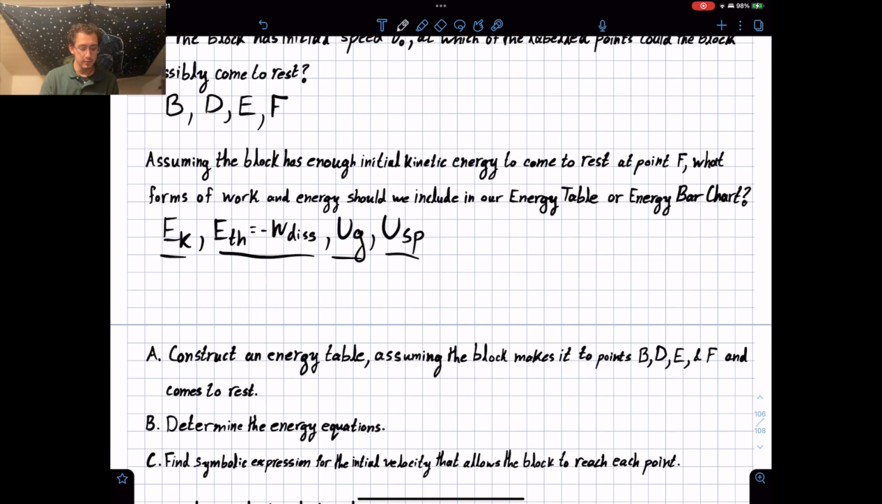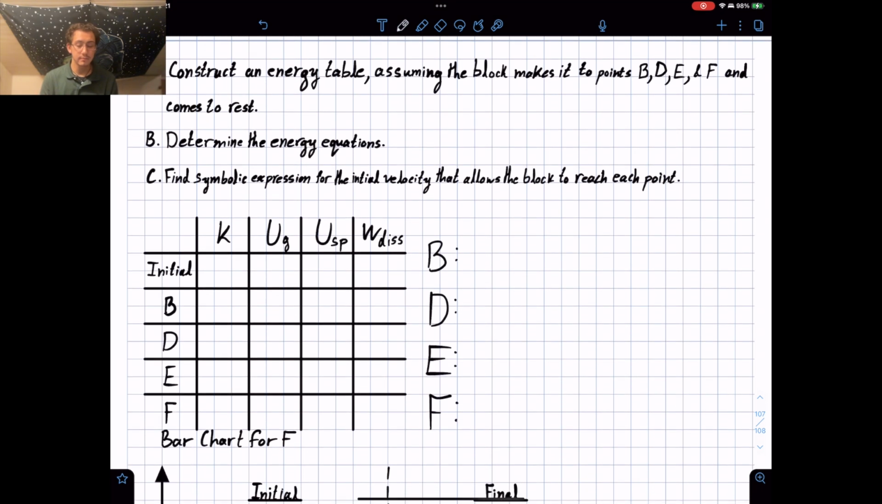So let's go on. Construct an energy table. We should have seen this coming. And assuming the block makes it to the points B, D, E, and F and comes to rest. So initially this problem just said up to F, but because I'm adding this and creating this supplemental activity, I'm going to go through each one of these just for practice. And so hopefully if you didn't understand F, but you see me building up to getting to F, you'll understand it just a little bit better.